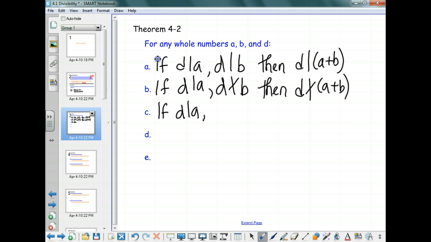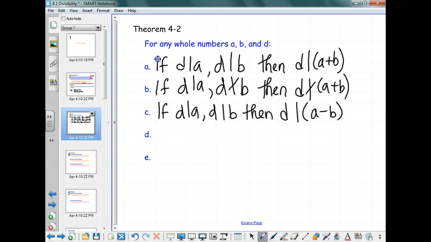We're going to mirror this next one like we did on part A. If D divides A and D divides B, then D divides A minus B. If it works for addition, it looks like it works for subtraction, right? So let's do the same thing again. If 4 divides 20, and 4 divides 8, then 4 divides 20 minus 8. What's 20 minus 8? 12. Does 4 divide 12? Yes. So I can subtract the two values and it will work.